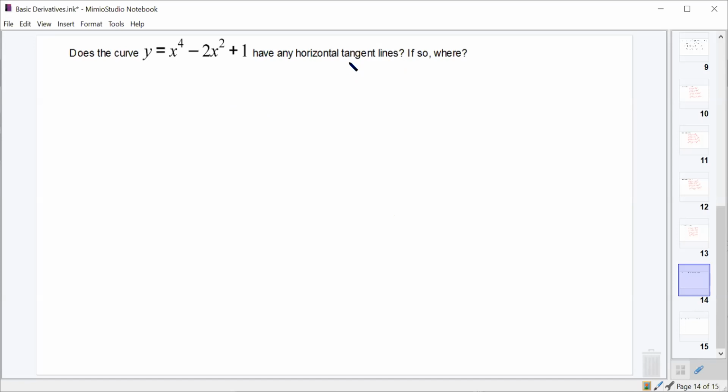And if the tangent line is horizontal, then what does that tell you about the slope of the tangent line? It should be 0, right? Because a horizontal line has a slope of 0. And if the slope of the tangent line needs to equal 0, then that means the derivative dy dx needs to equal 0. Does that make sense? Any questions on that? Everybody good with that?